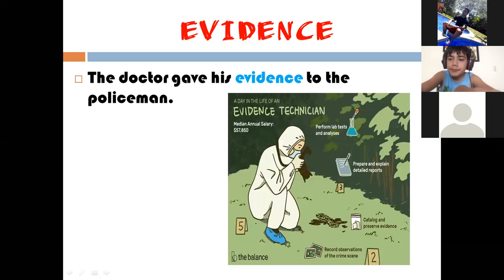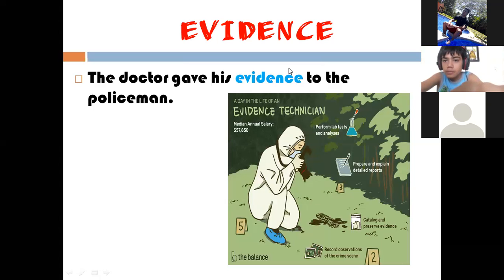Yes, you can buy a magnifying glass. Thank you. For example, the detective found fingerprints on the fridge with his magnifying glass. Yes, good. The detective kept the evidence safe. Okay, I discovered evidence.